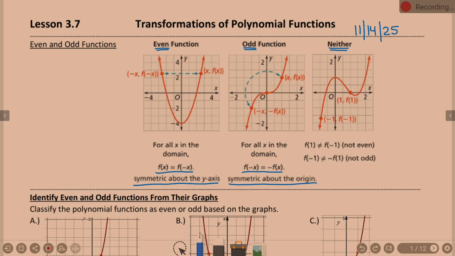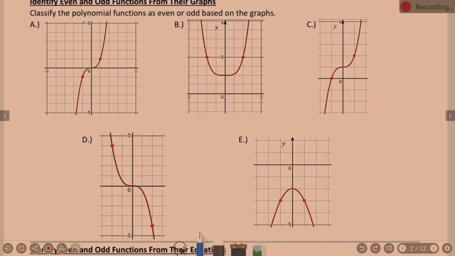Now, we're going to start with the graphs. We're going to start with the easy part: symmetric about the y-axis, symmetric about the origin, or neither category. As we look at A, classify the polynomial functions as, I guess in my directions I said even or odd, but realize there's always the neither option. As we look at graph A, is that symmetric across the y-axis, so thus even? Is it symmetric across the origin and thus odd? Or is it neither of those categories? What do you think?